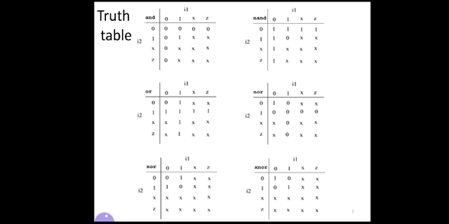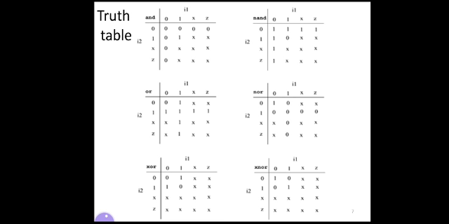Third one is the NAND gate. The NAND gate is the complement of the AND gate. So whatever the output of the AND gate is, just complement it or invert it, and that will be the NAND gate output. Similar to that, the NOR gate is the complement of the OR gate. So just observe the OR gate truth table and complement the values to get the NOR gate truth table.